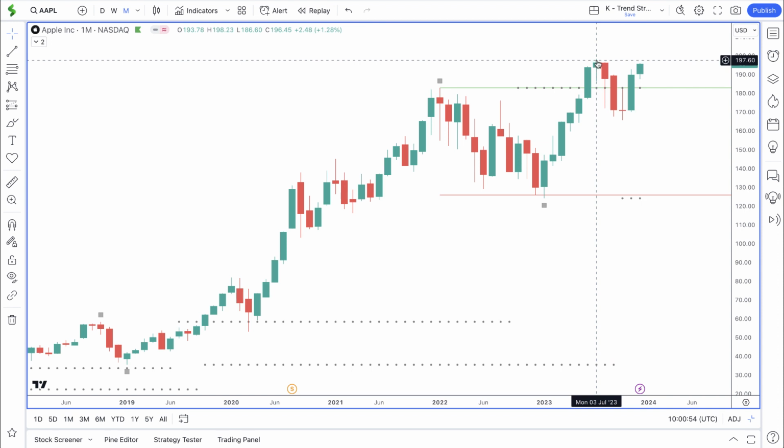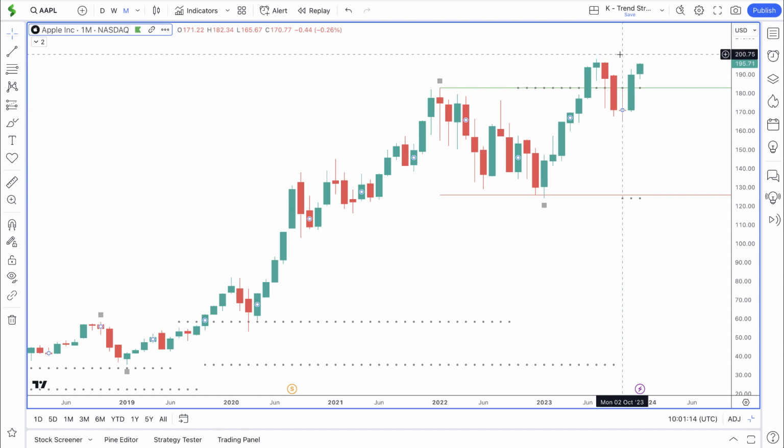Price, as you can see, is not too far away from the all-time high set back in July 2023 at a level of $198. If price can successfully break above this level, then we also need it to break above the $200 round number, which is a psychological level of resistance. If it can successfully break above here, then we should see a long-term trend unfold for Apple.